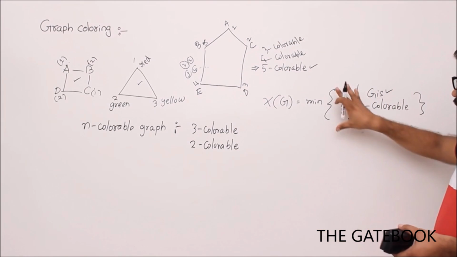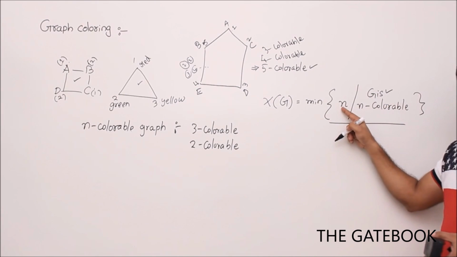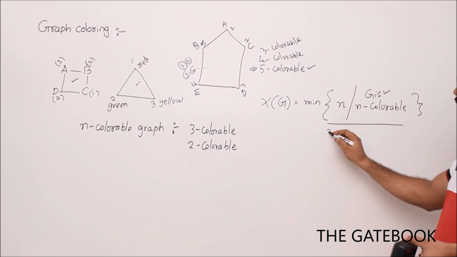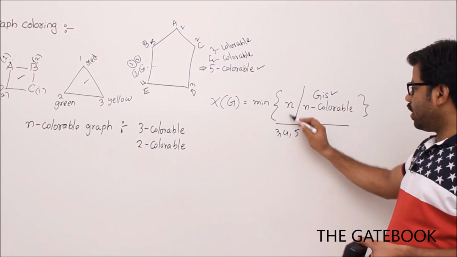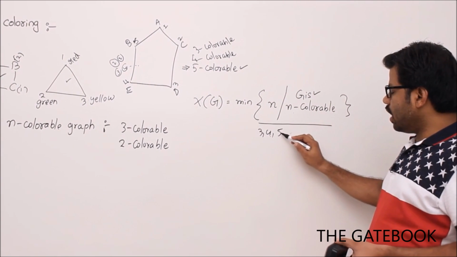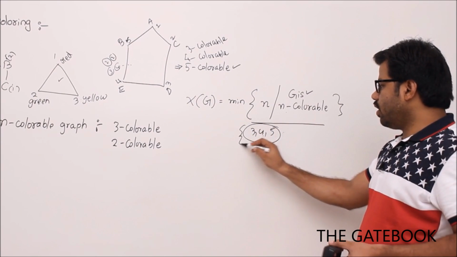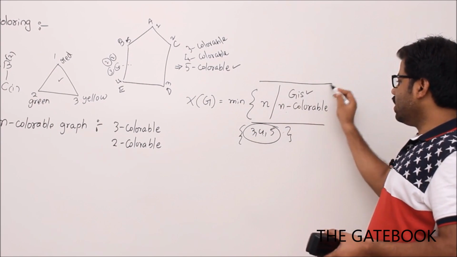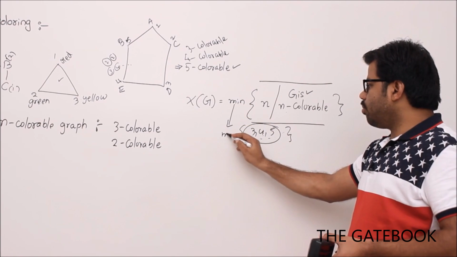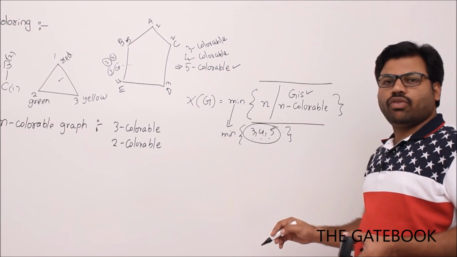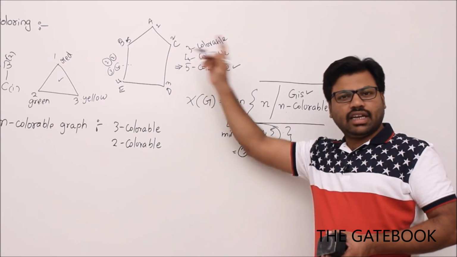So whenever I write this part, that means whenever your graph is n colorable, take all those n, like 3, 4, 5. Your graph is 3 colorable, pick 3; 4 colorable, pick 4; 5 colorable, pick 5. Out of them you form a set. The meaning of this entire thing is forming this kind of set. After that, see the min function. If I apply the min function, min of 3, 4, 5 is 3. That's why this graph is 3 colorable.